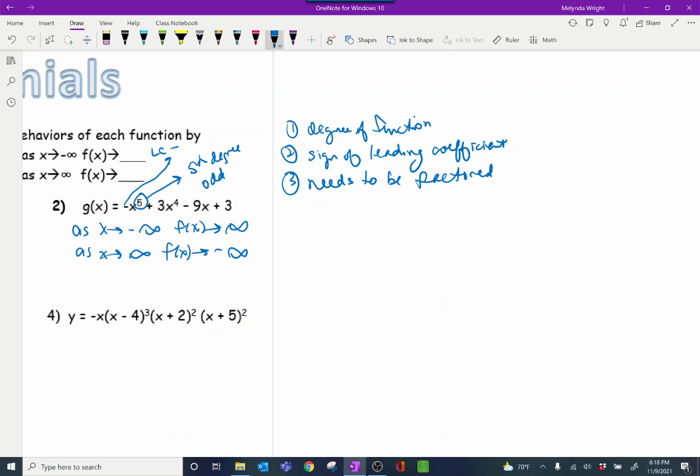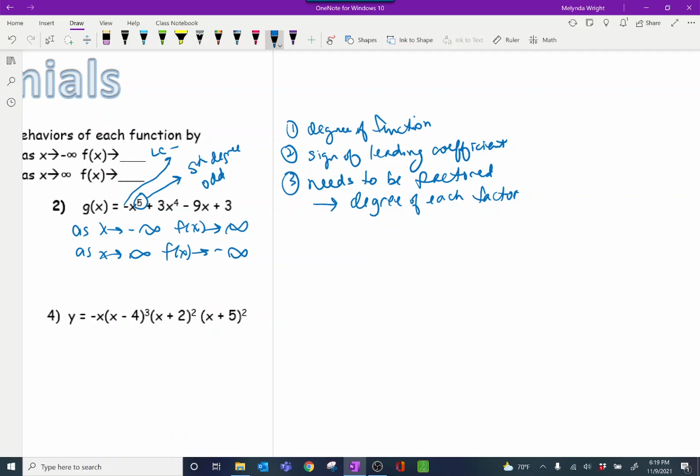be looking for the degree of each factor. Why would you do that? Well, the degree of each factor determines the shape of the polynomial at that location. For example, I'm going to give you some examples.